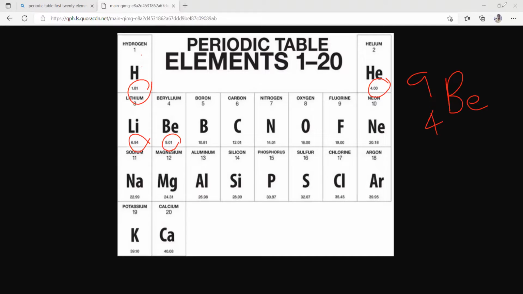Right. Now you tell me what is the atomic number? 4. Right. What is the mass number? 9. Okay. How many electrons are there? 4. Okay. Right. How many protons are there? 4. How many neutrons are there? 5. 5. Okay. Can you say the electronic configuration for this one?